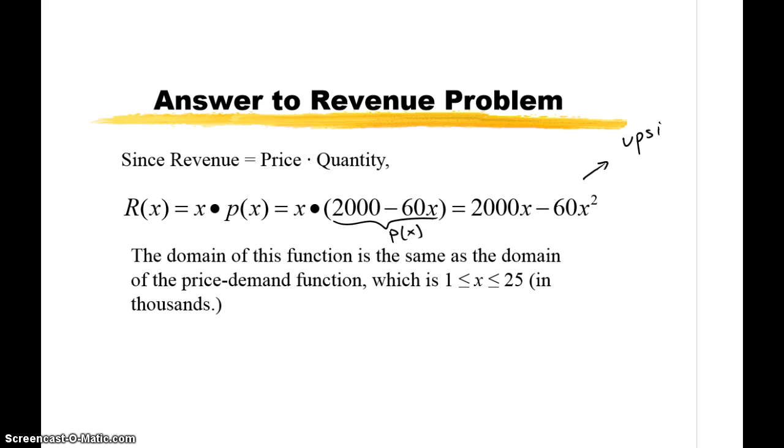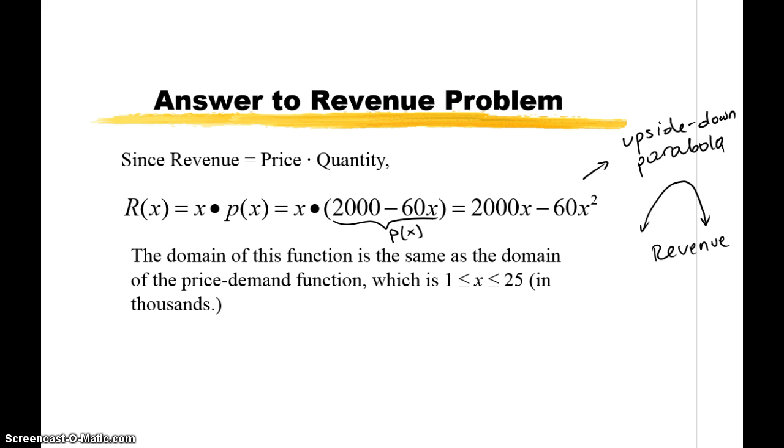This is an upside down parabola, right? Notice, upside down parabola if you were to graph it. It's a quadratic equation, and the coefficient of the quadratic term is negative. Revenue is almost always in our class going to be an upside down parabola when you graph it.